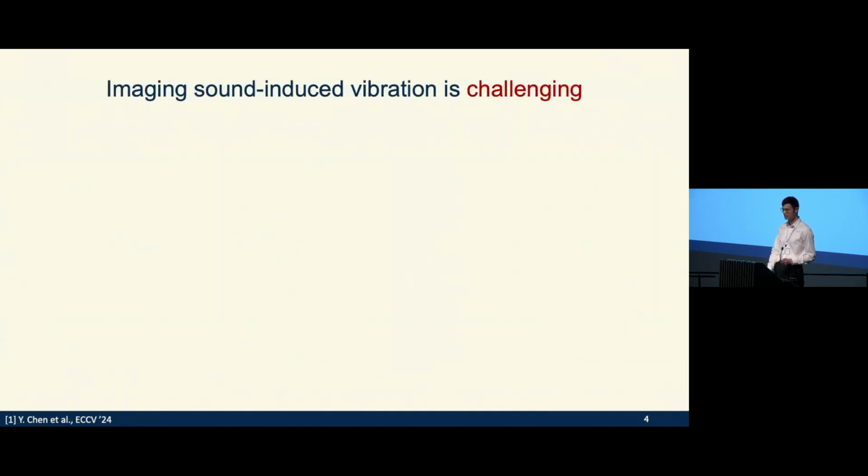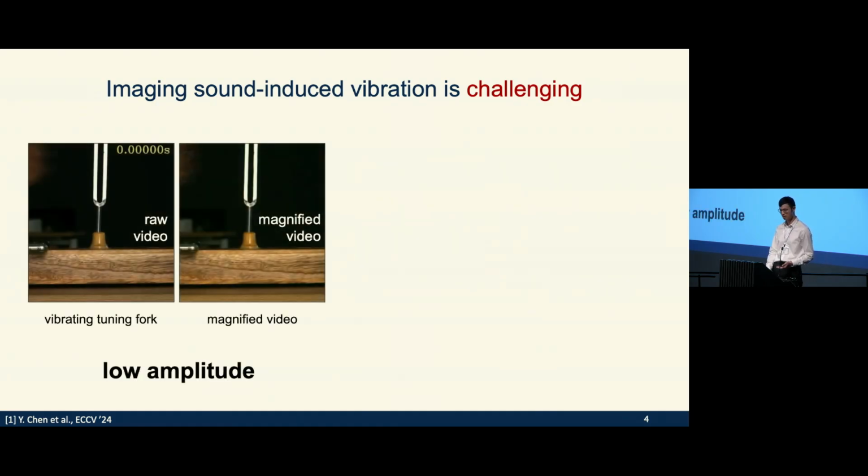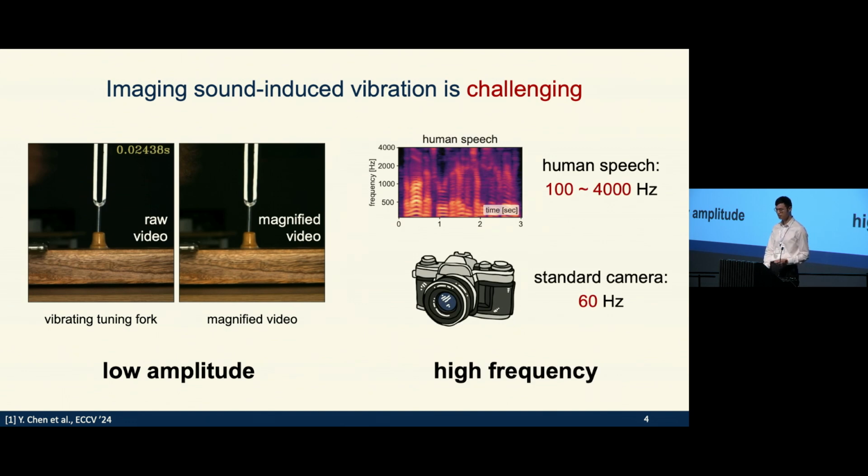However, imaging such vibrations will pose two major challenges. First, those vibrations generally have very low amplitude, which is difficult to see even for nearby objects. For example, in a lab video, the vibration from a tuning fork can only be seen clearly after it is magnified. Second, the frequency of vibrations that encode human speech information are generally too high for a standard camera to see, not to mention our human visual systems.